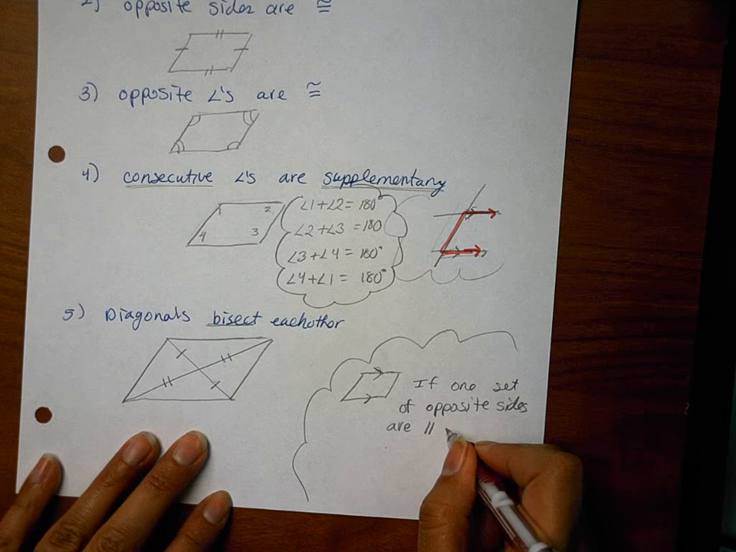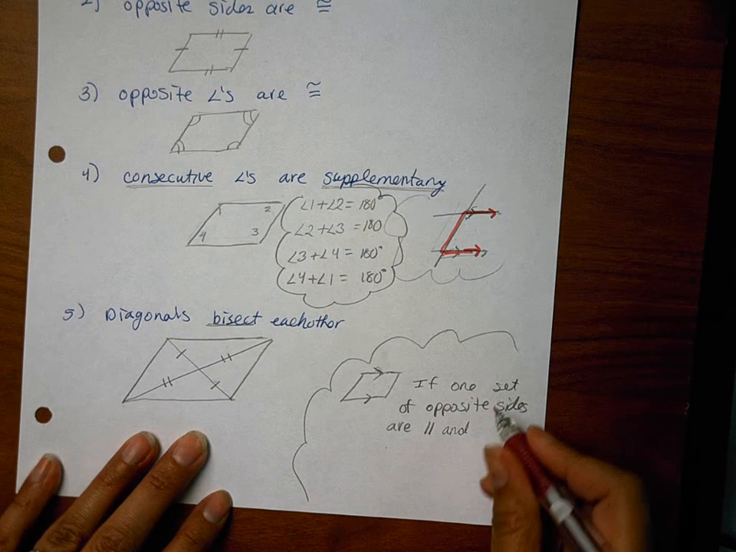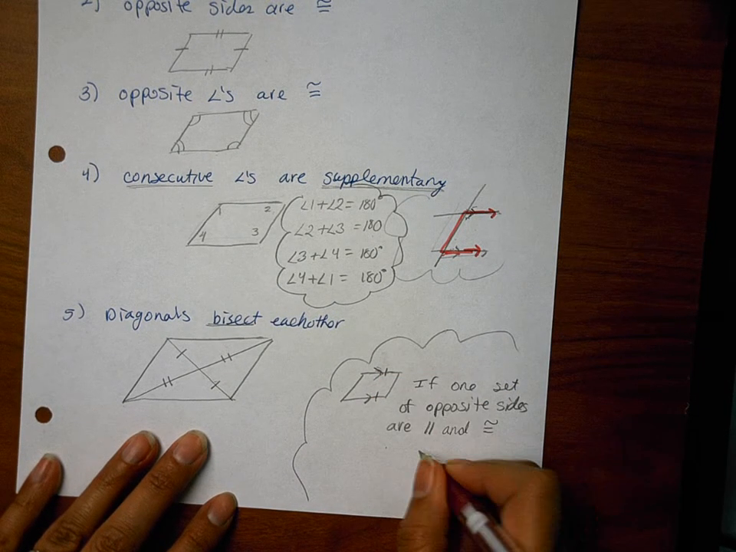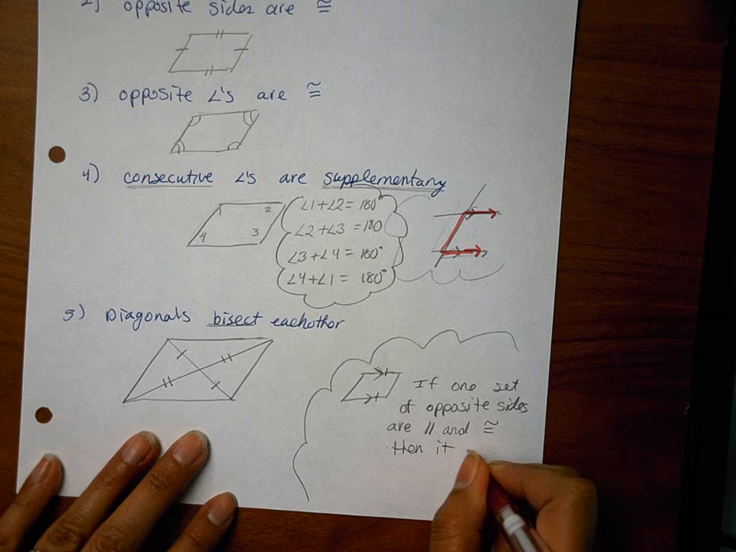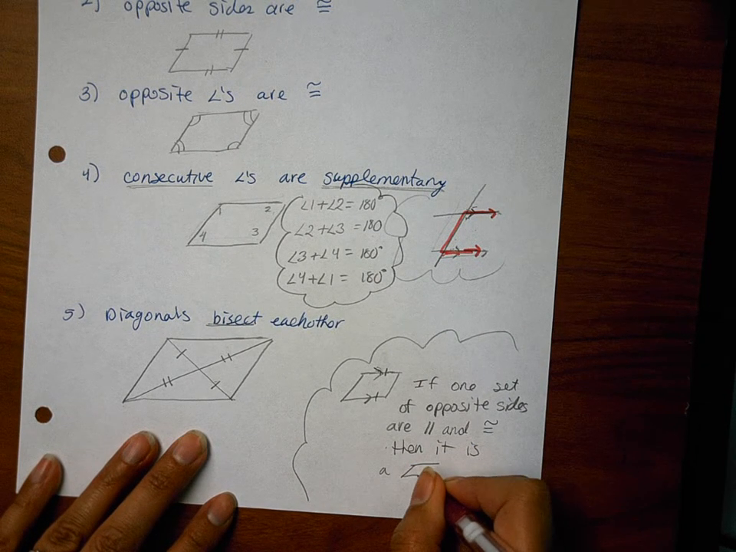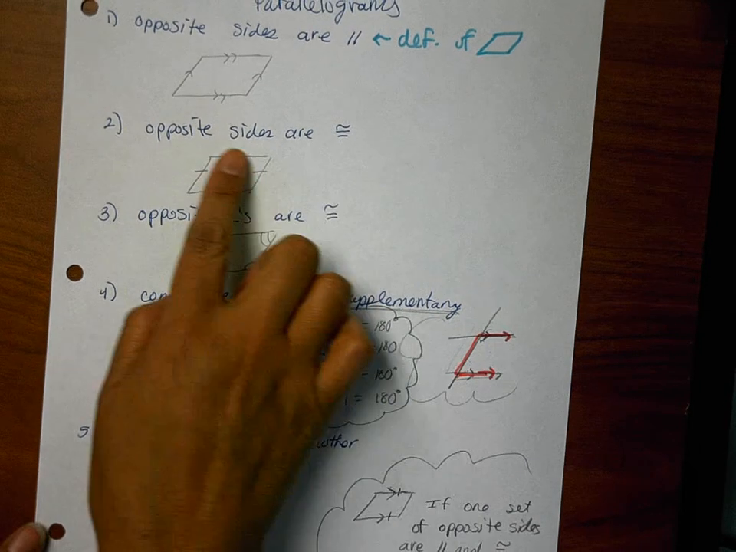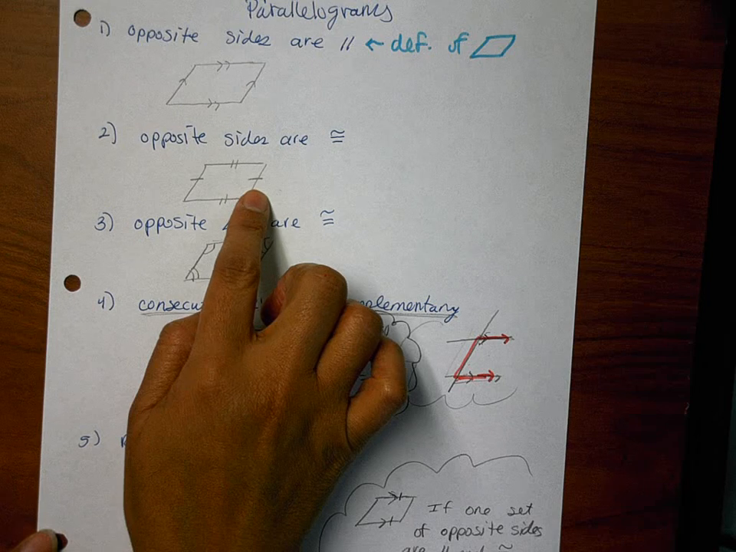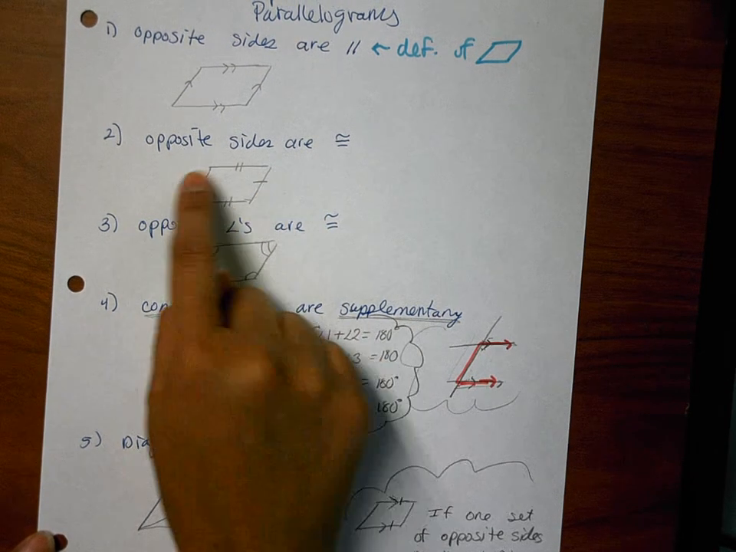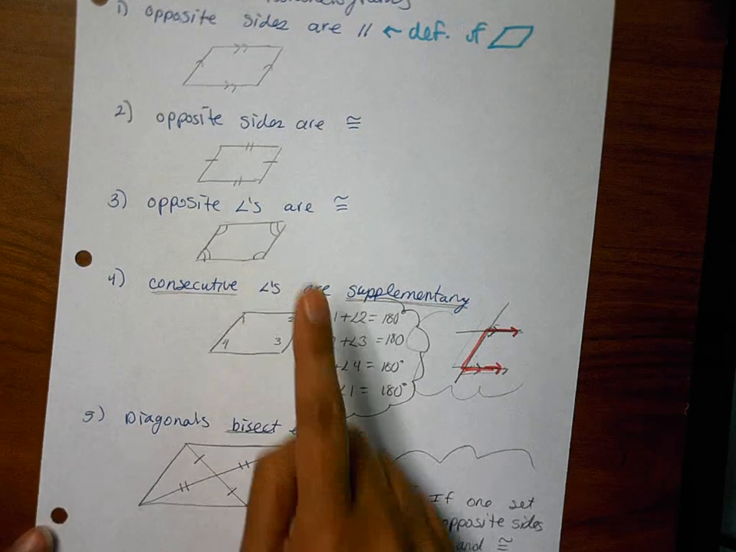But if I gave you more information, so if one set of opposite sides are parallel and congruent at the same time, then it is a parallelogram. So on assignments, on a quiz or a test, they'll give you something like this and say, is this a parallelogram? Yes or no, and explain why. You would say yes, because opposite sides are congruent. Yes, because opposite angles are congruent.